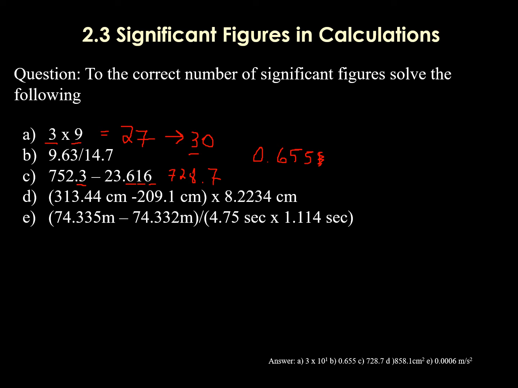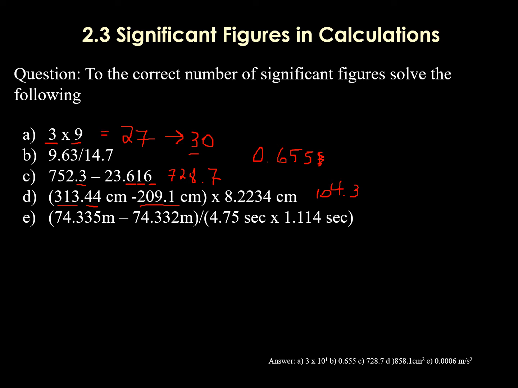The following rule, you use PEMDAS, so you use the parentheses, you calculate the parentheses first. When you do that, you do the 313.44 minus 209.1. So this comes out to 104.3. So that's the rule.